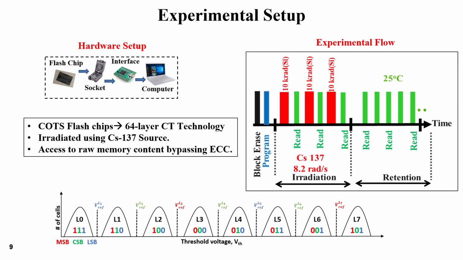We first erased the whole block and then programmed it with a randomized data pattern. Then we irradiated the chip, or memory array, at a fixed dose rate up to 30 kilorad, and we took data at equal intervals, like after every 5 kilorad or 10 kilorad. After the 30 kilorad total dose was done, we kept the memory chip at room temperature and read the data from time to time. Here we show the evolution of threshold voltage distributions during irradiation.